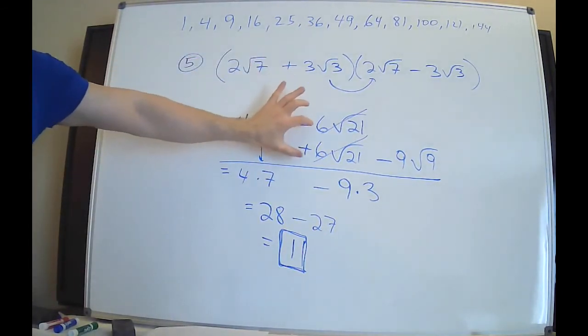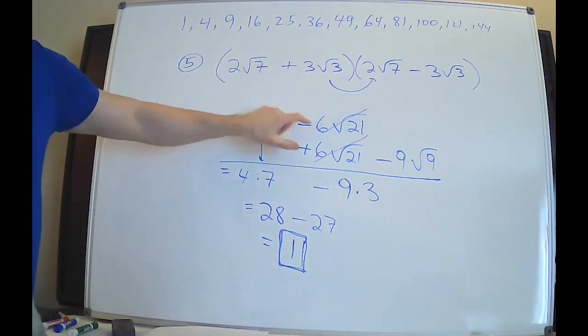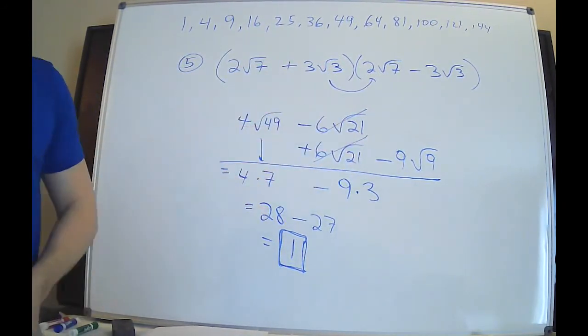Wow, all that multiplying, all those terms, and the answer is 1. Foiled it out. The middle's crossed out. Difference of perfect squares. That will always happen. And then you have the number in the front, the number on the end, they hook up together.